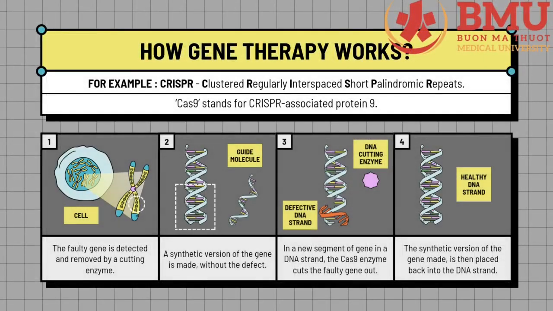How gene therapy works. Example, CRISPR. Let's take the example of CRISPR. The process begins with detecting and removing a faulty gene using a cutting enzyme. A synthetic defect-free version of the gene is created. The Cas9 enzyme cuts the faulty gene out, and the synthetic gene is then placed back into the DNA strand.